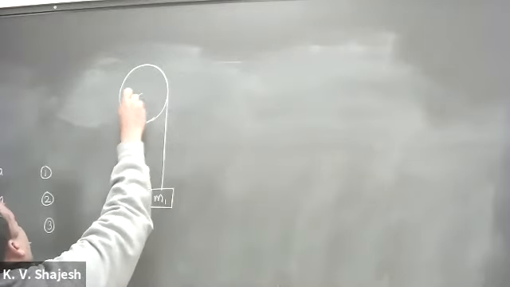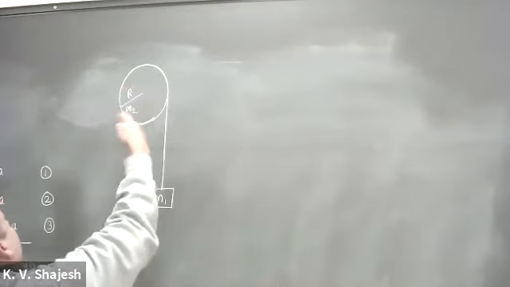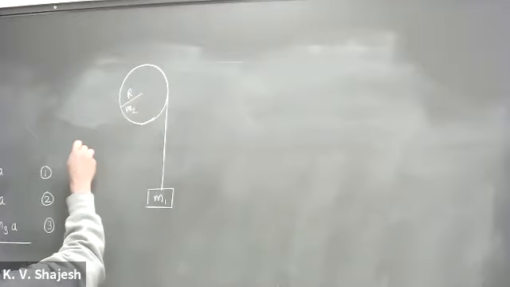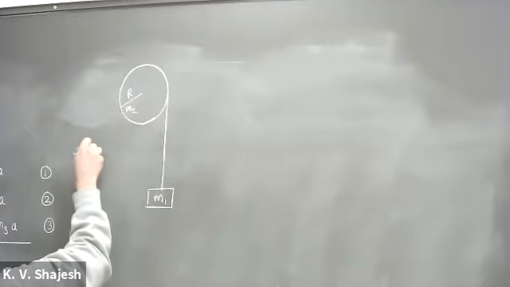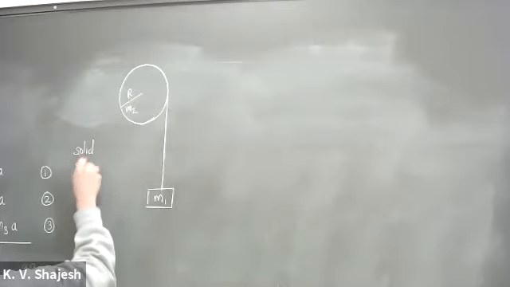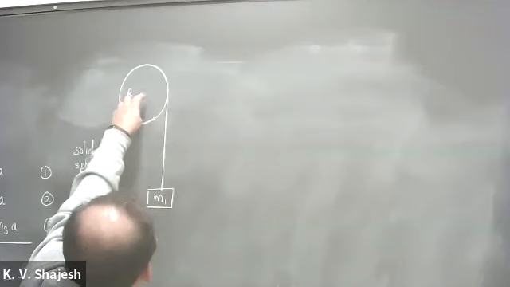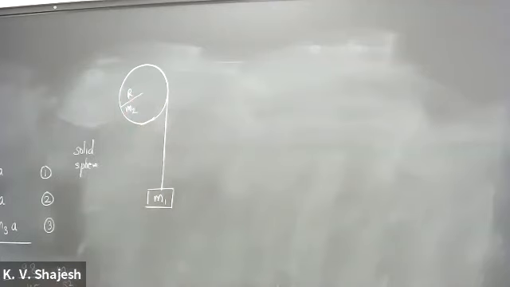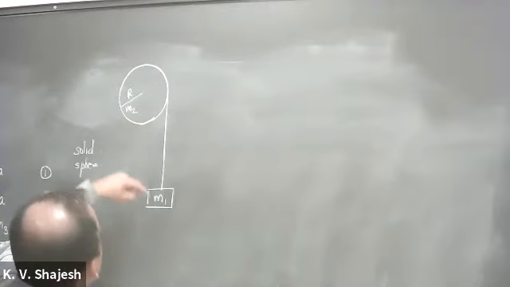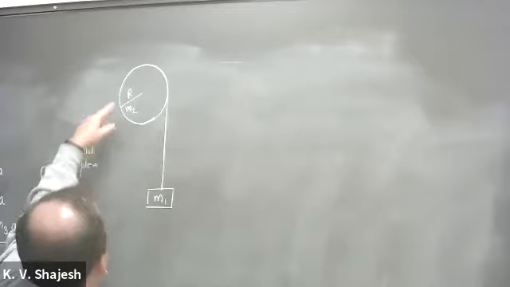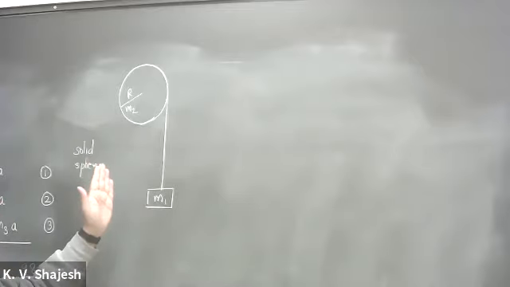And there is a radius R associated with this. And this could be a solid sphere, let's say, solid sphere. And again, with all the understanding that the string is massless and the axis of the pulley is frictionless, in those situations we have now only two masses, M1 and M2.